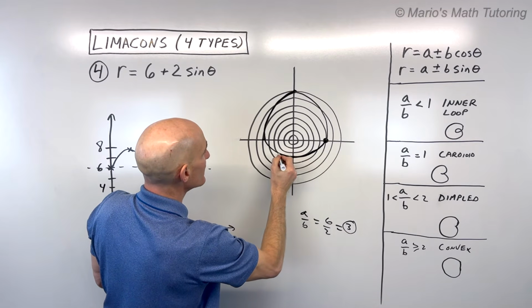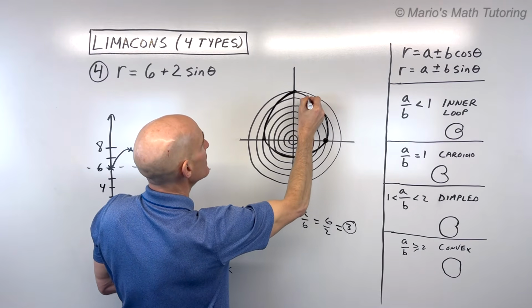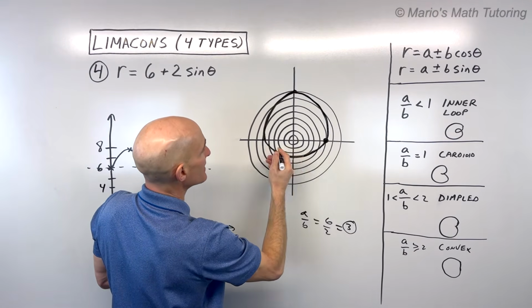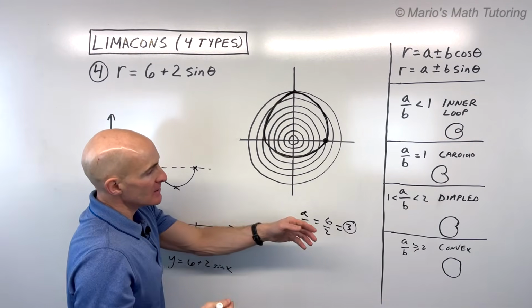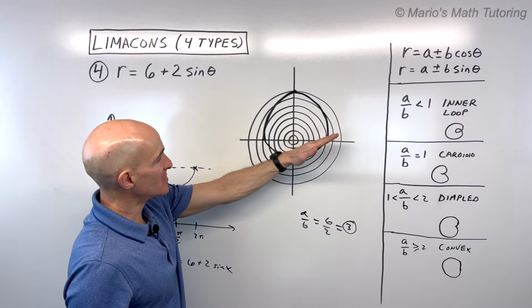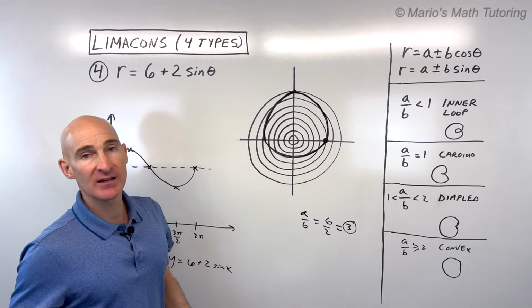how this is kind of like flattened, I guess? It's not like a perfect circle. It's kind of just like a little bit flattened. It's not dimpled. It's not like a cardioid. Of course, obviously there's not an inner loop. It's just kind of a little bit flattened, and that's what's called a convex Limaçon.